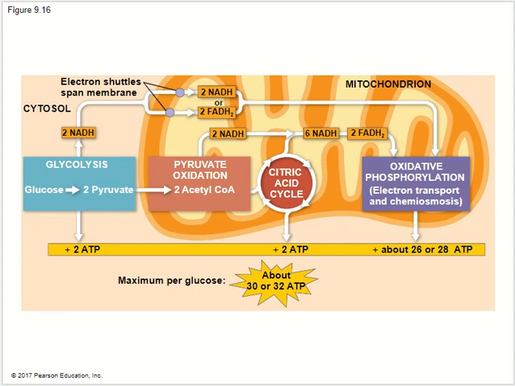So, glycolysis always produces 2 ATP. The citric acid cycle always produces a net of 2 ATP. And then the oxidative phosphorylation gets around 26 to 28, yielding about 30 to 32 ATP per individual glucose molecule.